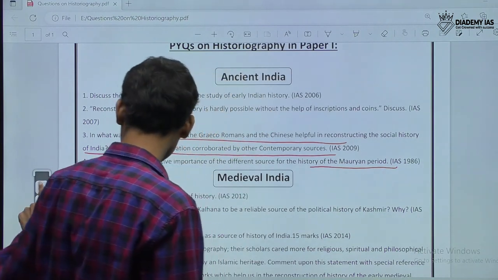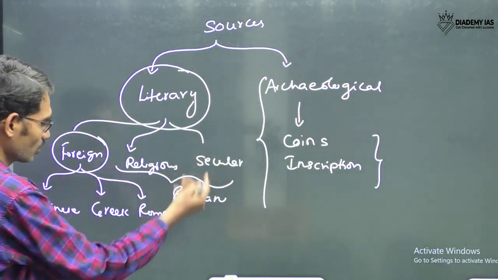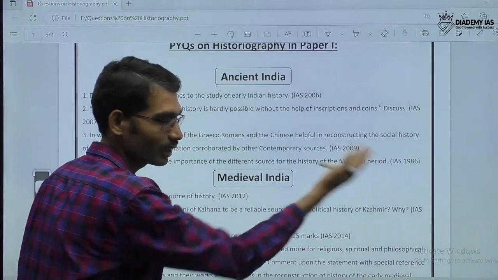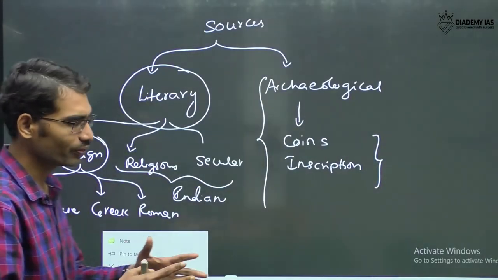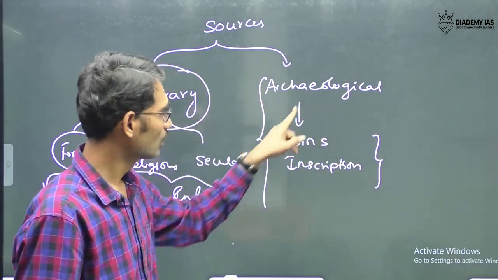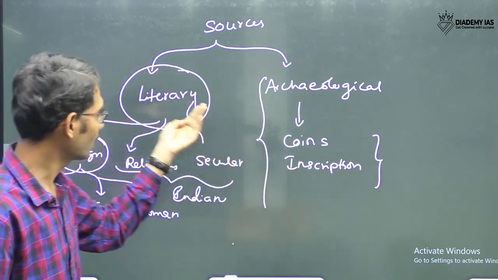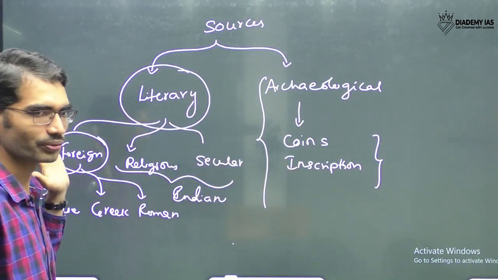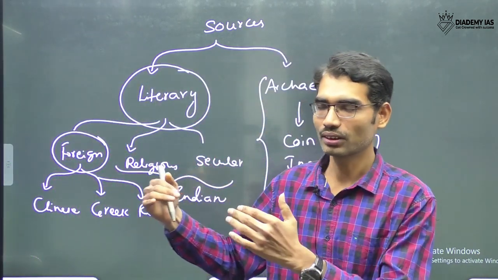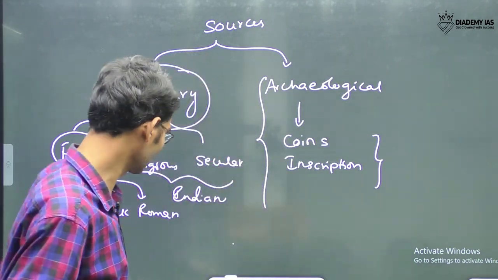Again, when it comes to a specific dynasty, we have to see different sources. Your question is, discuss critically the relative importance of different sources for the history. Different sources means archaeological sources and literary sources. During the Mauryan time period, what evidence we got at this level and what evidence in this sphere. So we have to explain both and explain different dimensions of the Mauryan empire. So these are the questions from ancient history.